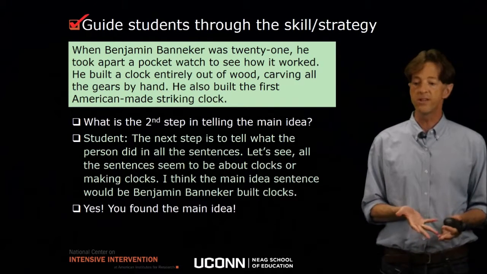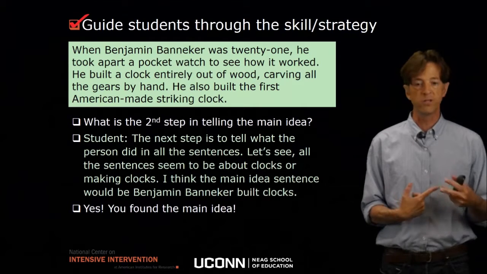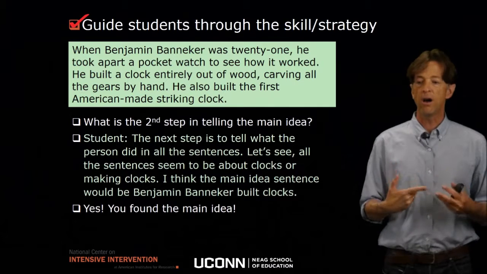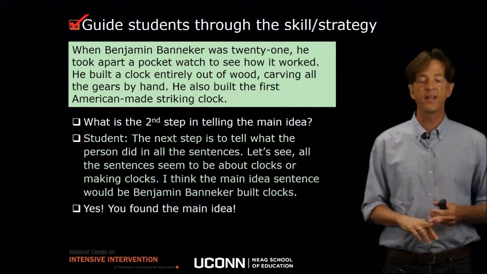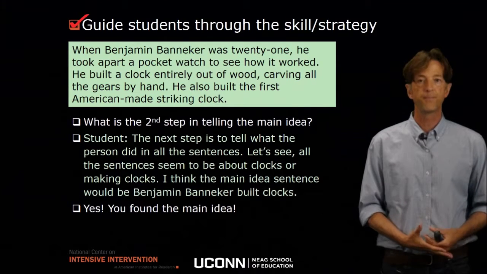So you can see the difference here is we've shifted into guided practice, but we're still guiding students through the strategy step by step, giving them the opportunity to talk through what the steps of the strategy are, and think aloud as they complete each of those steps until they come up with the main idea.